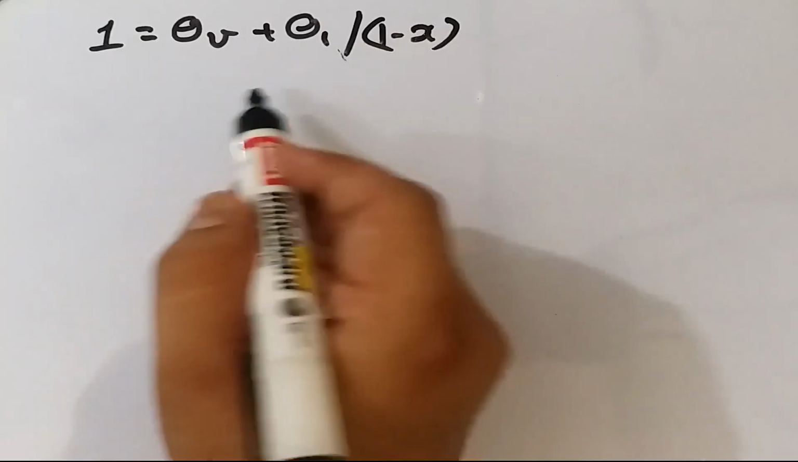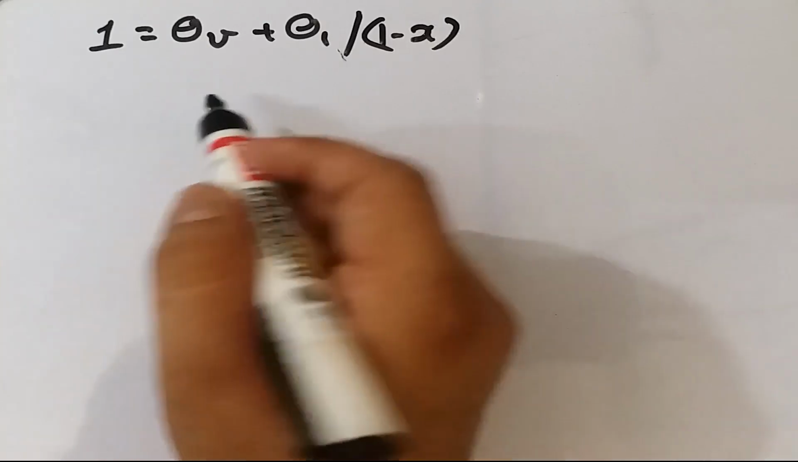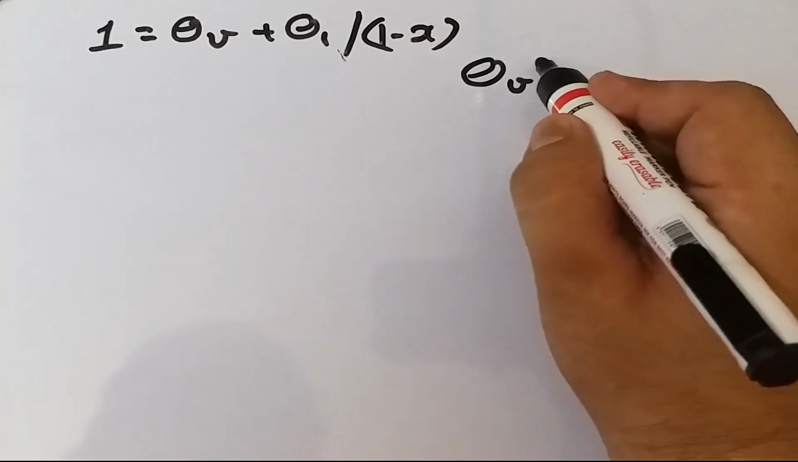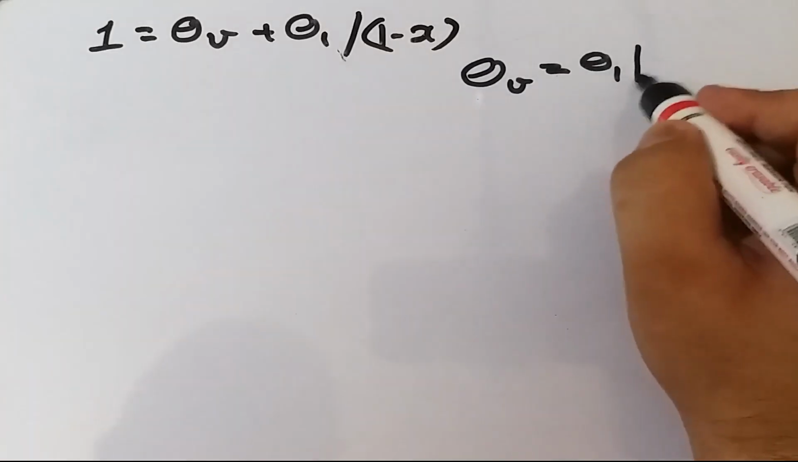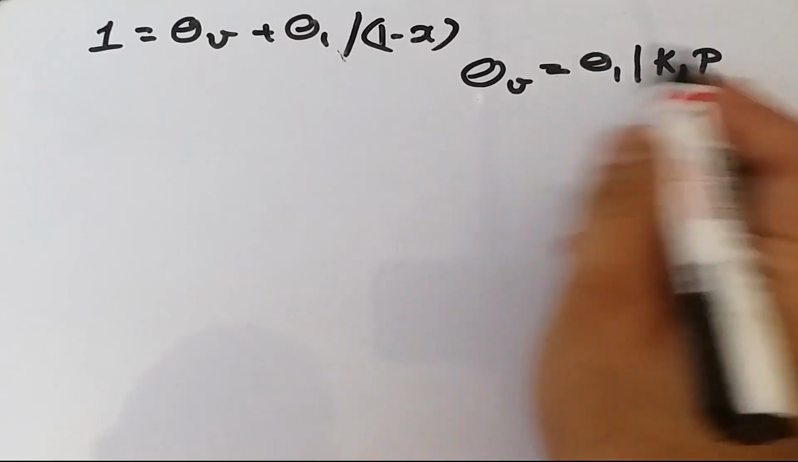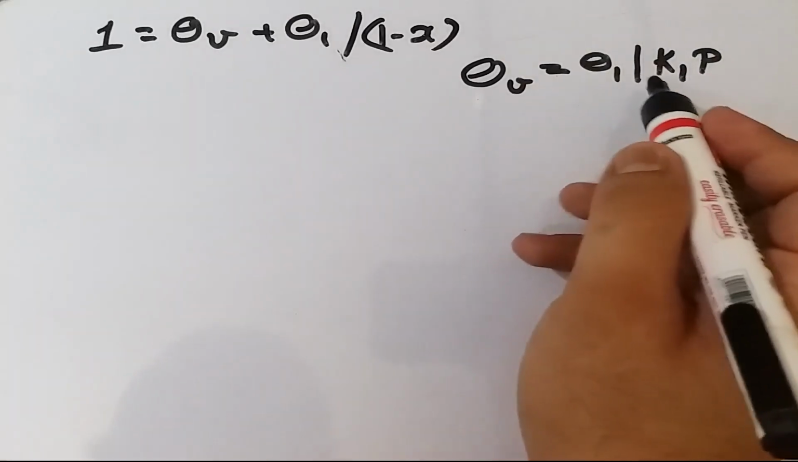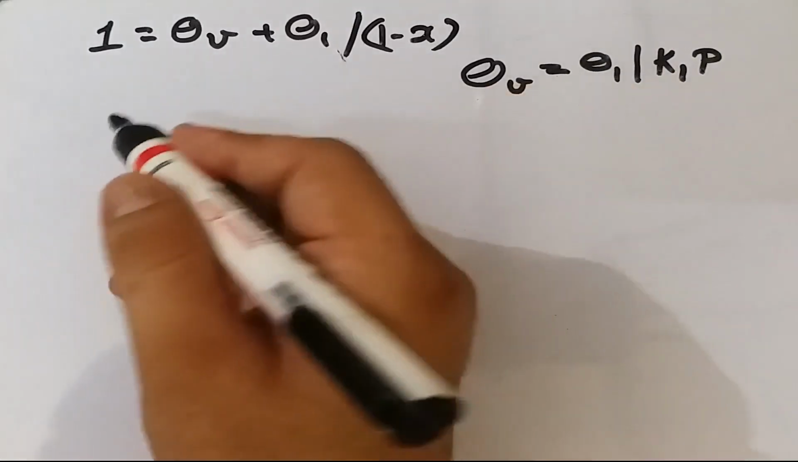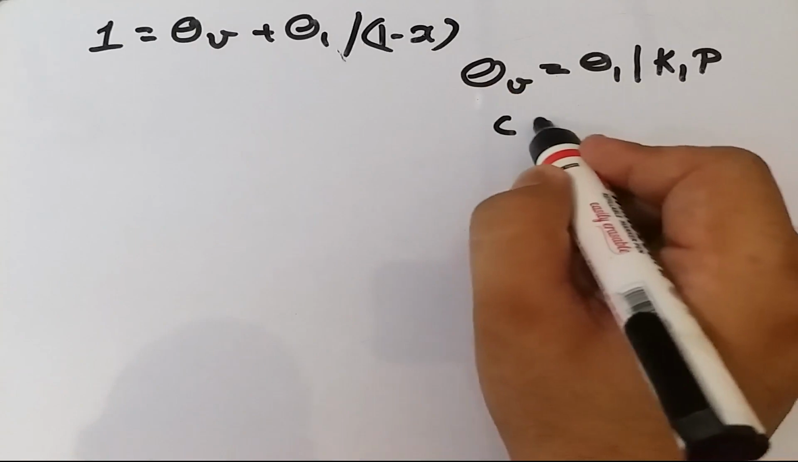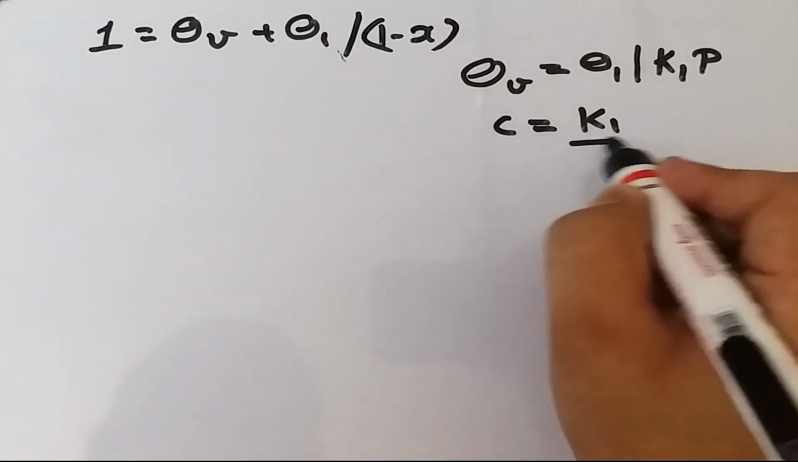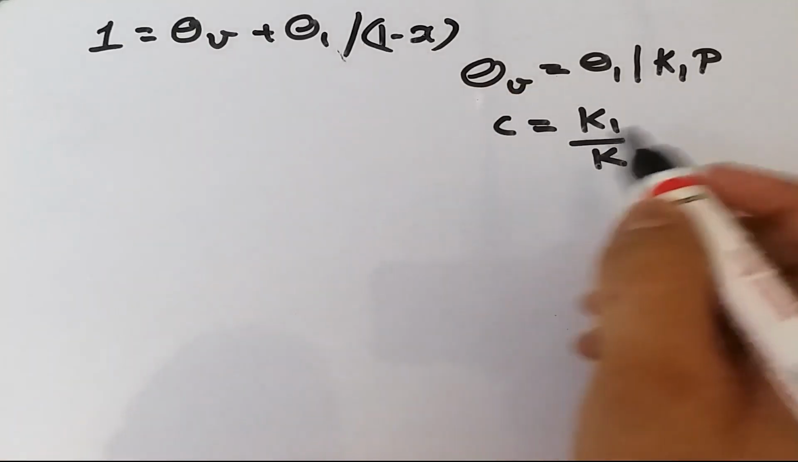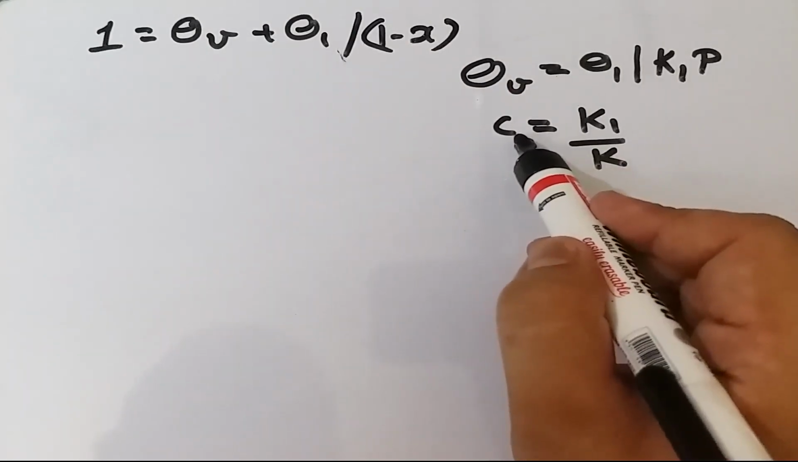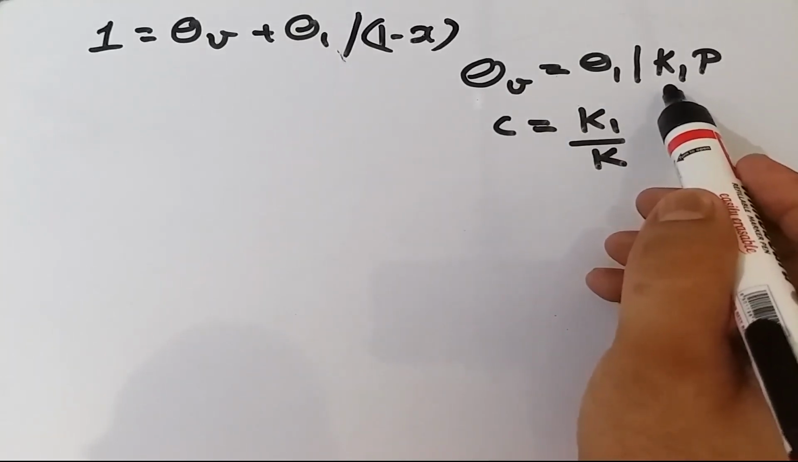Now further, using the equilibrium condition for the first adsorption, we had theta v is equal to theta 1 upon k1 into p. So we can rearrange it in this form, that is theta v is equal to theta 1 upon k1 p, and further we can define a new constant c, and this new constant is k1 upon k. In order to convert this k1 into the form of c, we can divide and multiply by k.